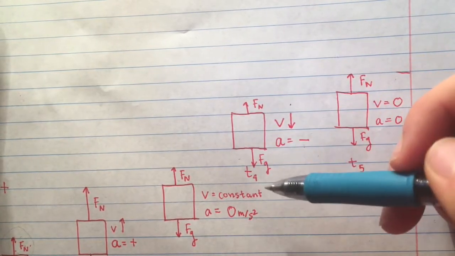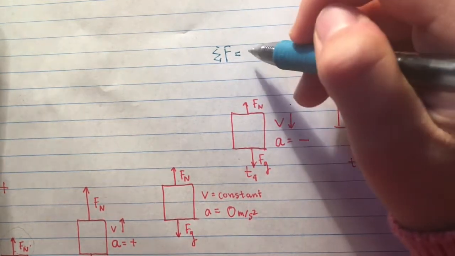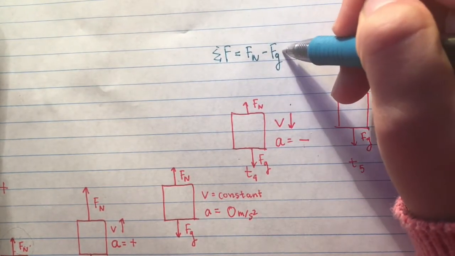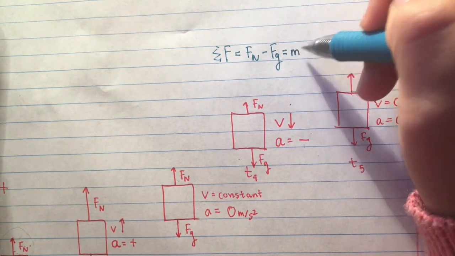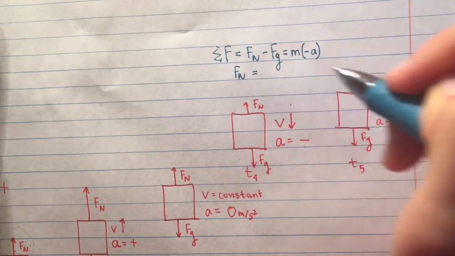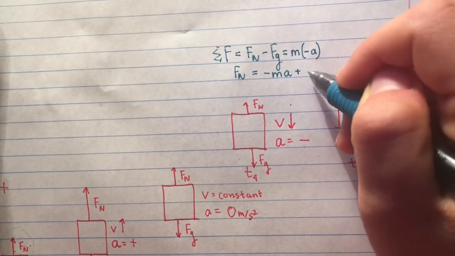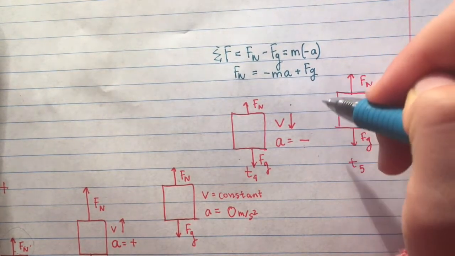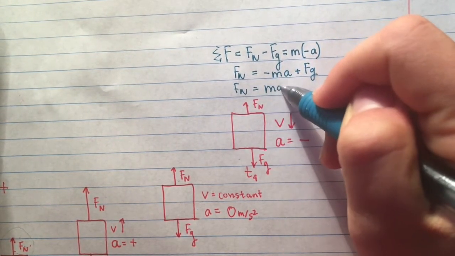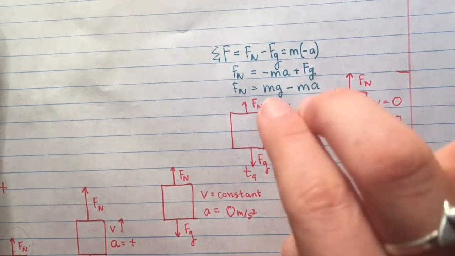When the person is slowing down, the net force on the person is equal to the normal force minus the force of gravity, and that is all equal to mass times a negative acceleration. So the normal force is equal to negative ma plus force of gravity. And so the normal force is actually equal to mg minus ma. This mg right here is the force of gravity, and I just flip-flopped their places.